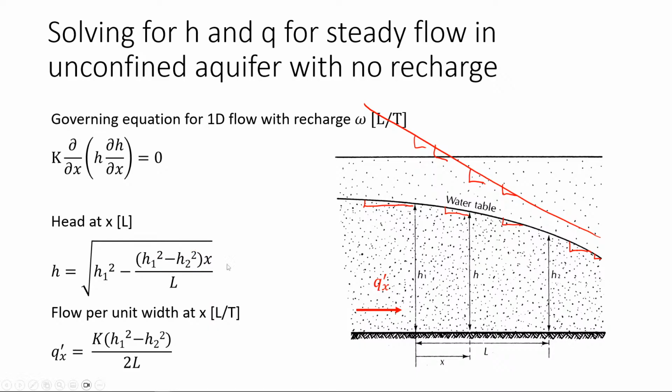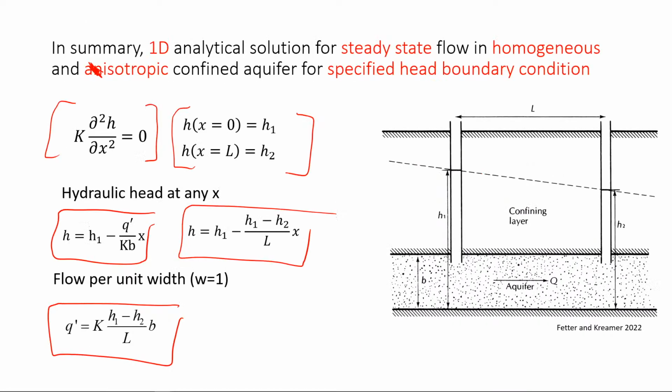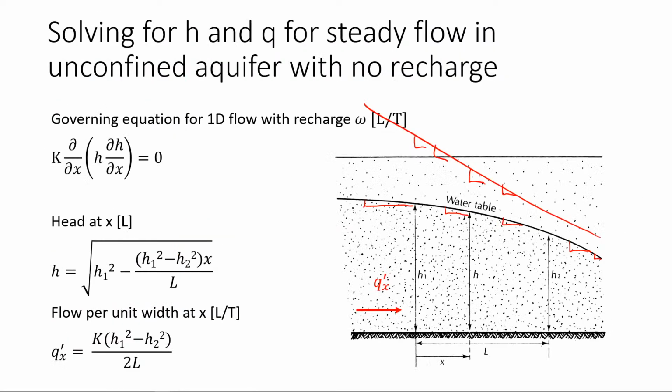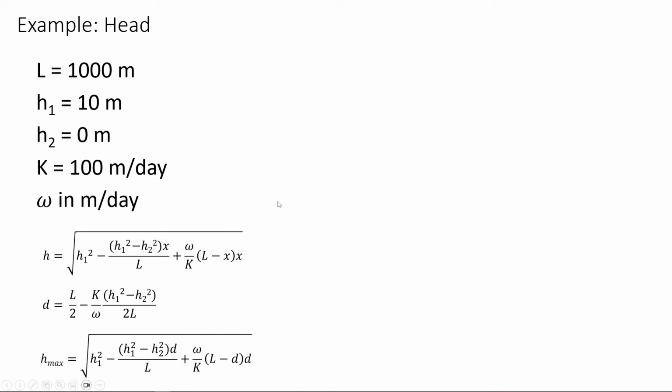So if you compare this one, let me show you. You see here, this is linear, H. This is linear, and this is for the confined aquifer, while here it is non-linear, and that's why you see this non-linearity in your water table. And same, you can calculate the flow per unit width. Okay, so let's look at an example.